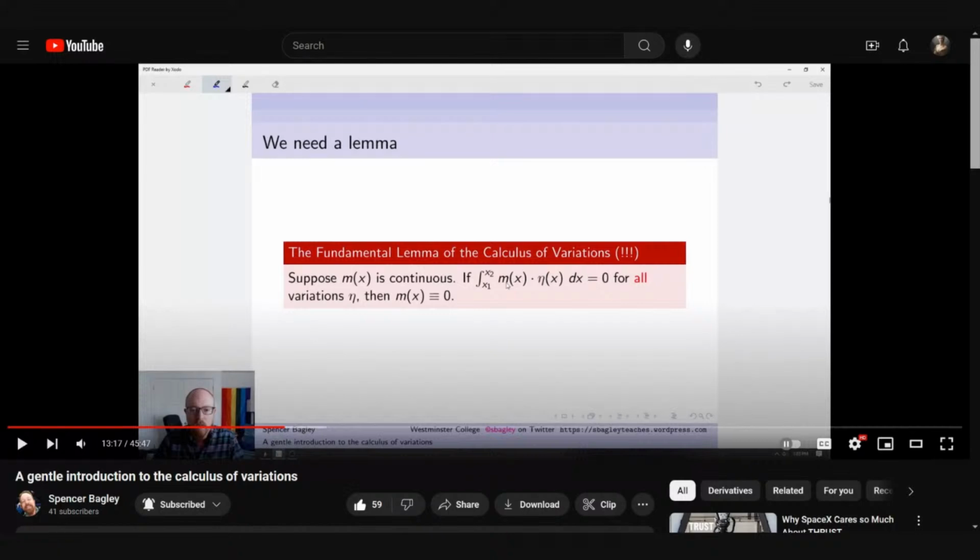So eta, I guess, is the variation function. M, let's say, is the original function or something, because it's not. It's m prime stuff and eta prime. It's completely different. For all variations eta, then m of x is 0.